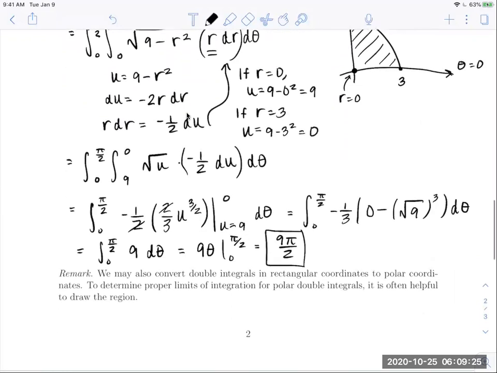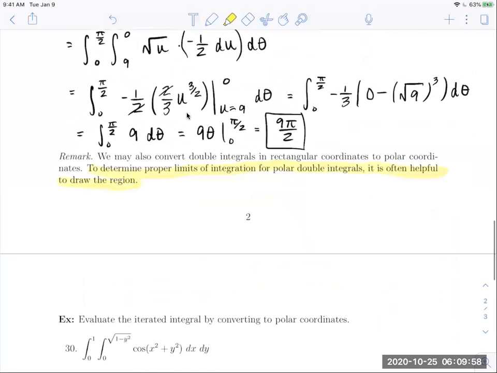I have one remark here at the bottom of page 2. It says we may also convert double integrals in rectangular coordinates to polar coordinates, meaning if we're given an entire double integral in rectangular coordinates, including the limits of integration, we can then transform that to a double integral in polar coordinates. All right, very important here, to determine the proper limits of integration for polar double integrals, it's helpful to draw the region. All right. So our next two examples are going to illustrate working on this skill.